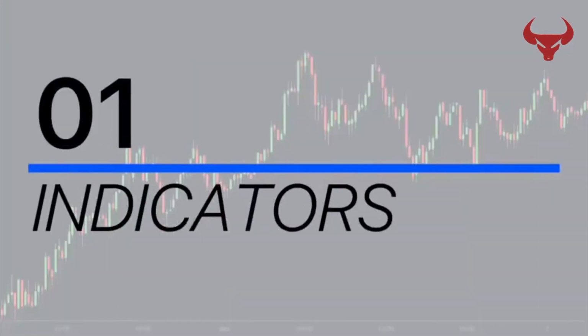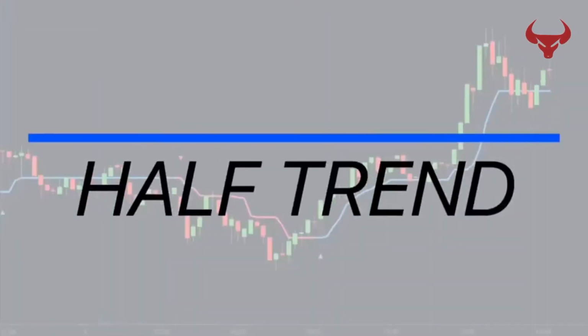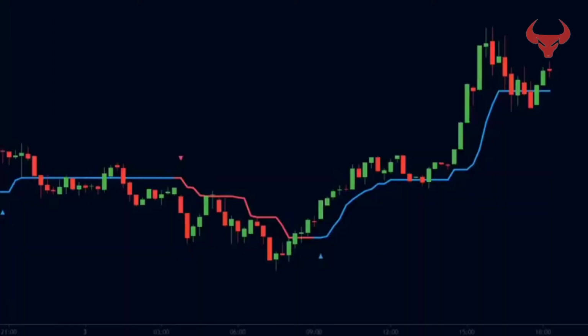First, let us discuss the indicators that we will use in our strategy. The first indicator that we will be using is called the half trend indicator. The indicator is available on TradingView as well as other platforms. If you want to use the indicator on TradingView, then follow these steps.